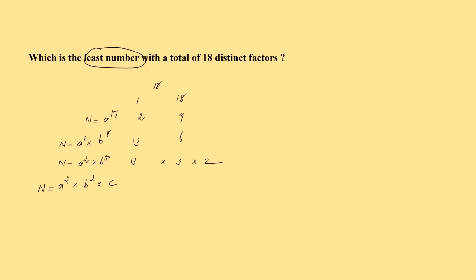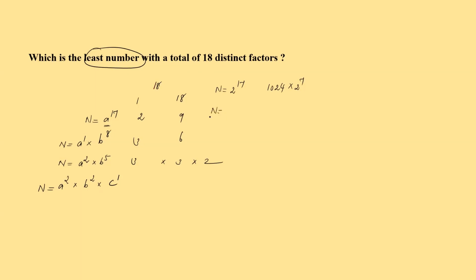All these numbers are going to have 18 distinct factors, but I'm going to figure out which is the least number. I know that a, b, c here are all going to be prime numbers. So to figure out the least number, try to put the least value of a, b and c. For the first case, the number has to be 2 to the power 17. So 2 power 10 is 1024, into 2 to the power 7. I'm just keeping it as it is.